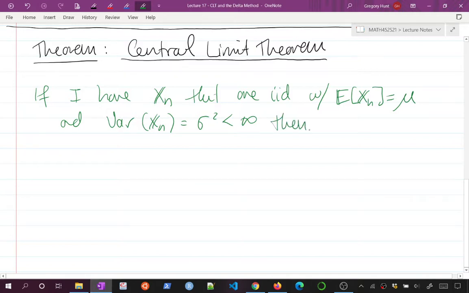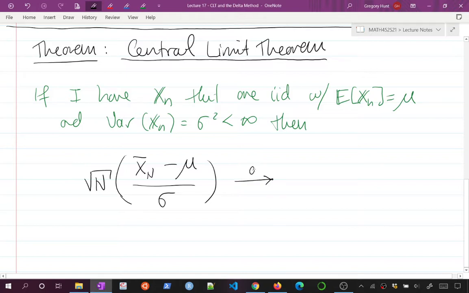then typically the way it's written in an upper level stats course is, if I look at the quantity X bar, that will depend on n samples, subtract off that mean, divide through by my standard deviation, and I multiply on the outside of this by square root of n, which is basically my scaling factor. This quantity will converge in distribution to a standard normal distribution.